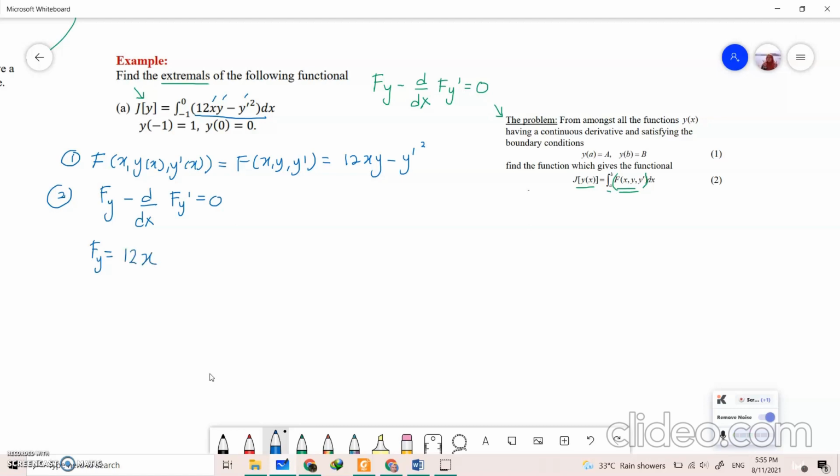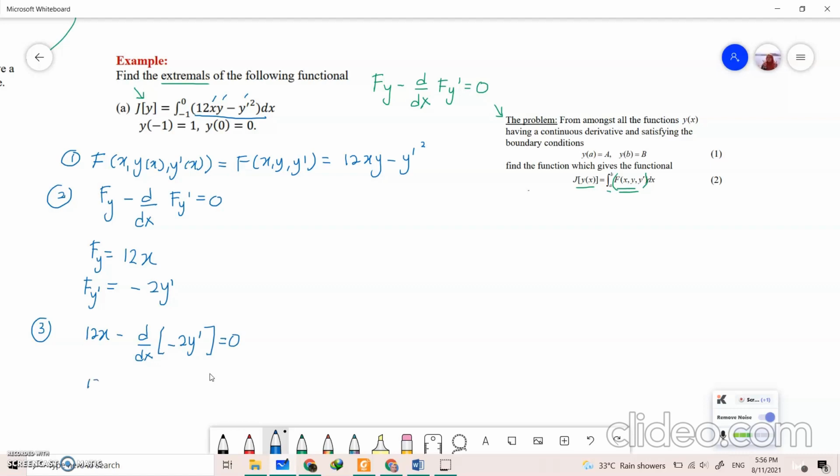And then we can find what is your fy prime. So your fy prime is differentiate for variable y prime. Here you have minus 2y prime. Okay, so substitute to the Euler's equation. We have fy, 12x, minus the derivative with respect to x of fy prime, negative 2y prime, equals to 0.